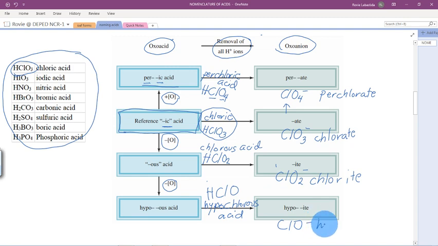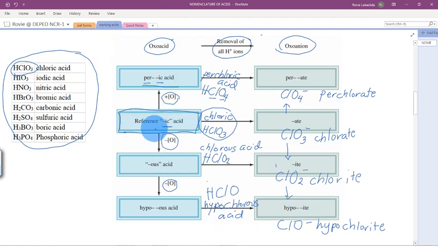So this is hypochlorite ion, or simply hypochlorite. Okay, so I hope you got those points. Let me also reiterate some things. If you notice, we have the same process.